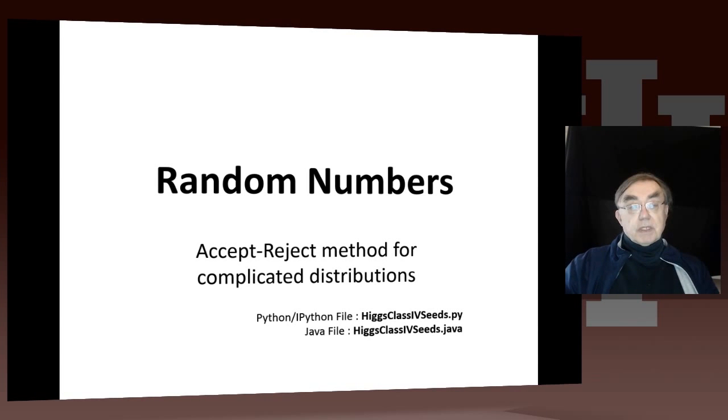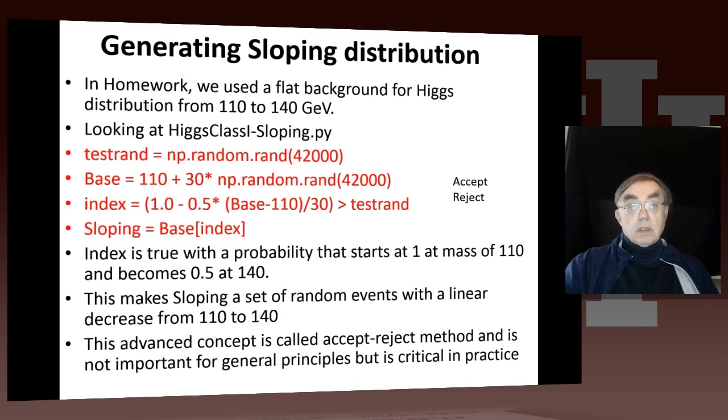Now we come to the accept-reject method in this lesson. We've actually already secretly used it in generating the sloping distribution. It is a very, very important method; in fact it's the only method I know for doing complicated distributions.